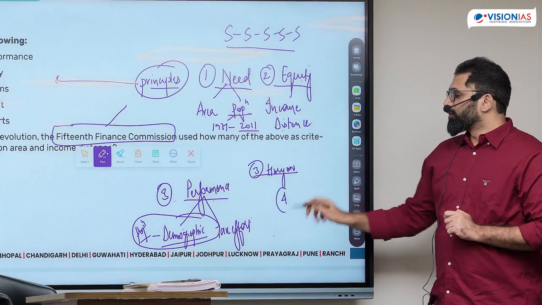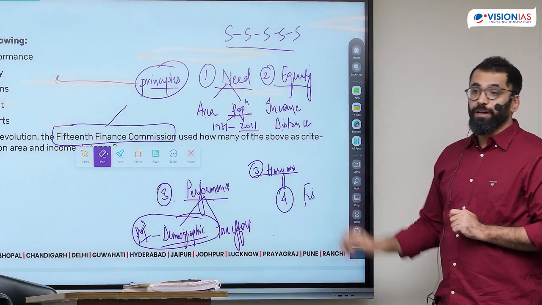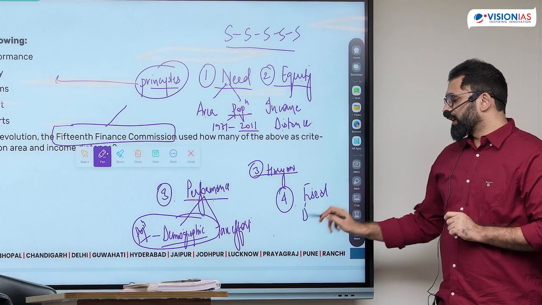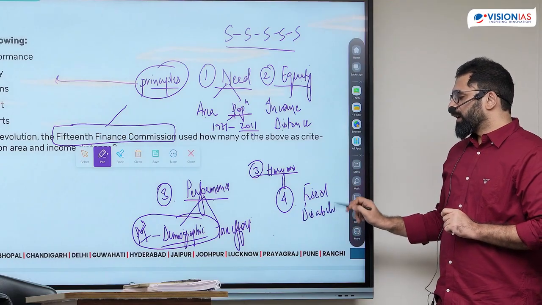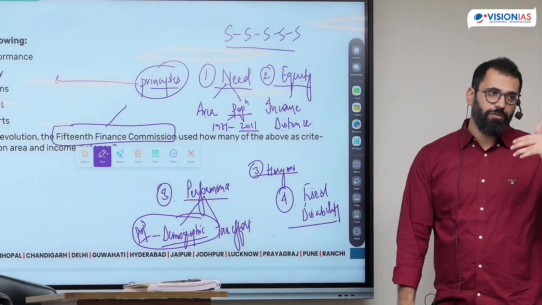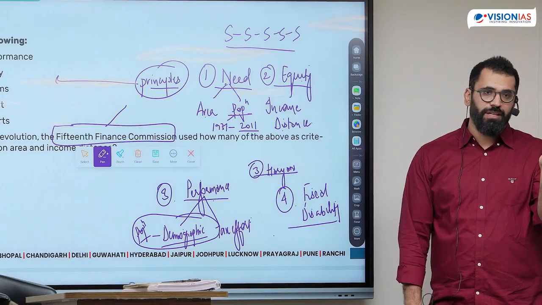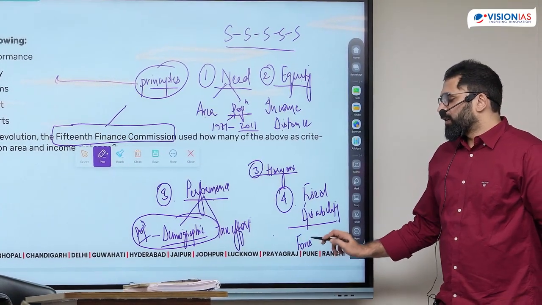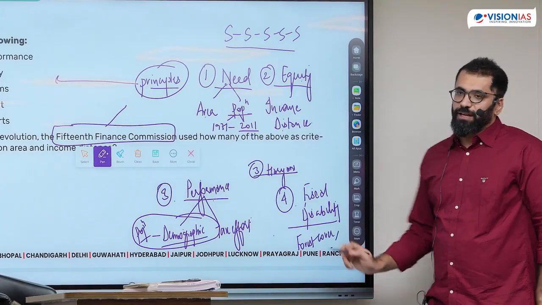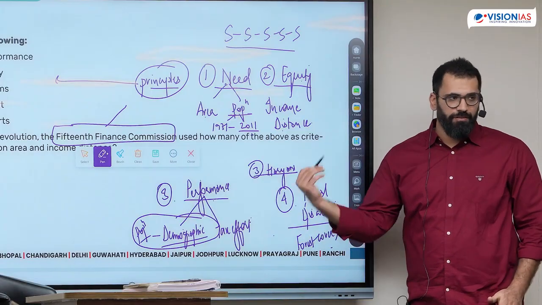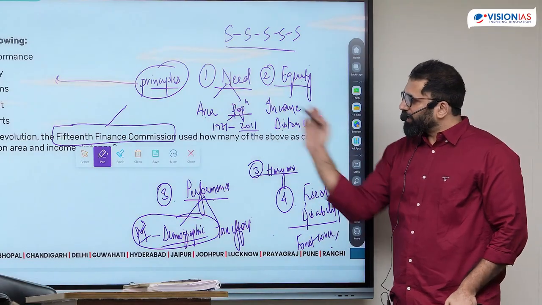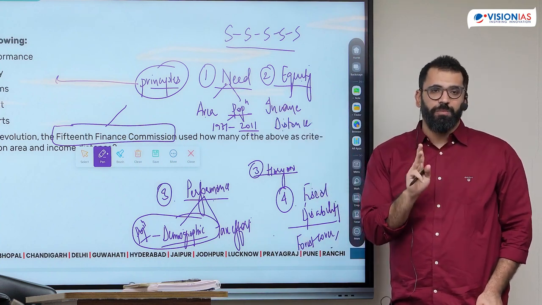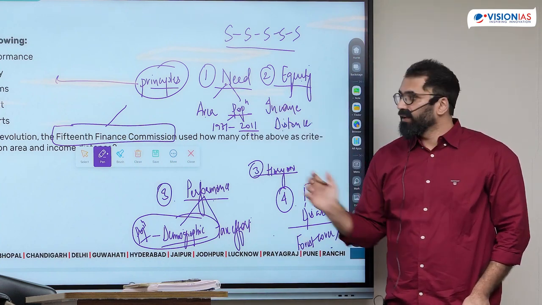Finally, the fourth factor is what? Environment. Environment is the factor called fiscal disability. States that have more forest area, if they have more forest area, they are compromised on development. So forest cover and ecology was introduced, I think, by the 13th Finance Commission for the first time. Every Finance Commission has continued. तो ये factor indicators change हो सकते हैं, principle यही चार रहेंगे. Need, equity, performance and fiscal disability faced.